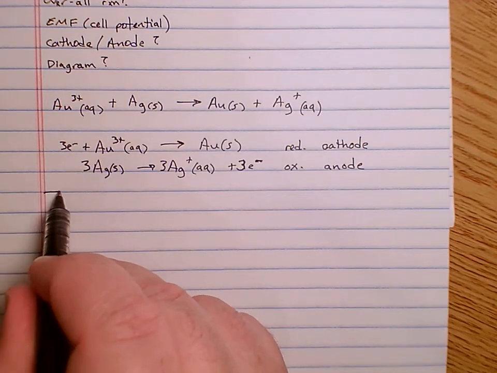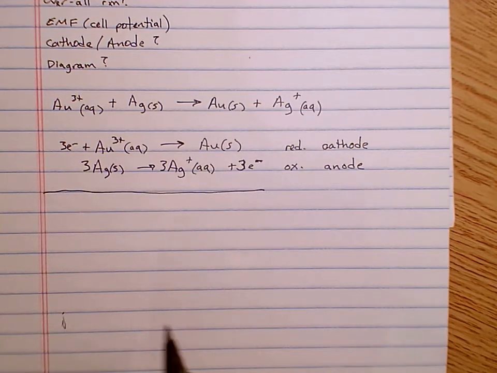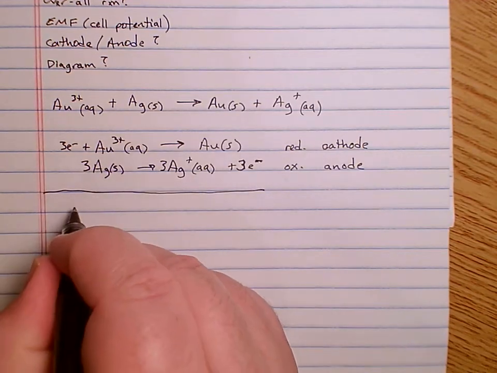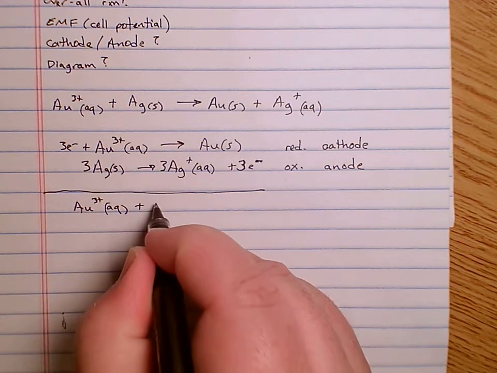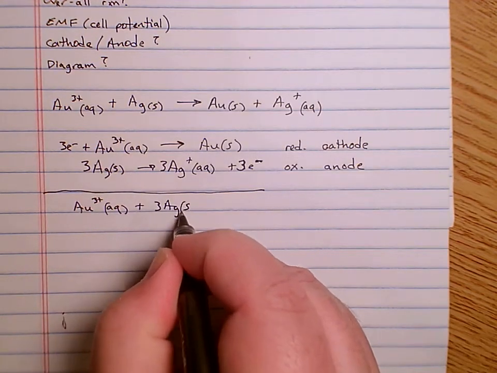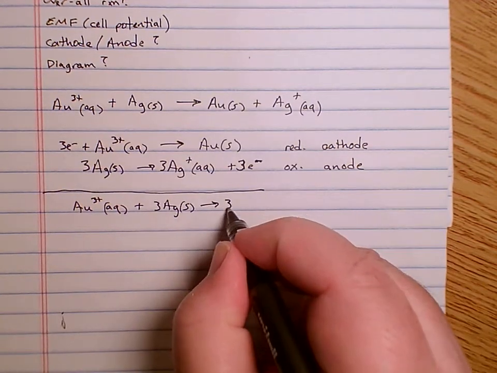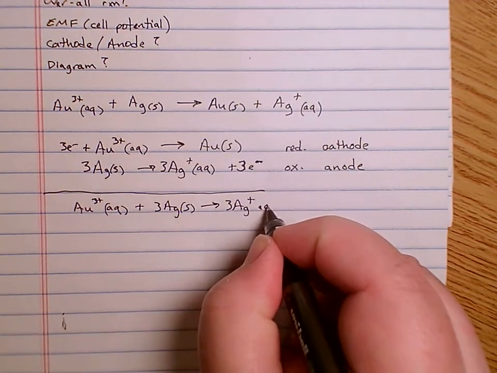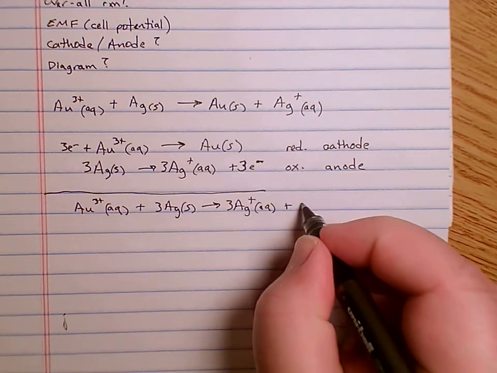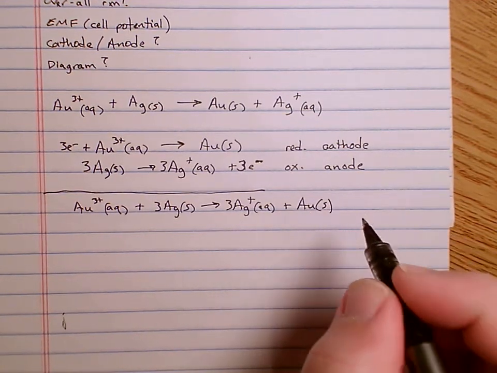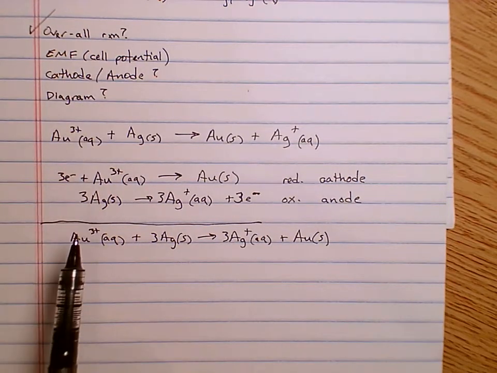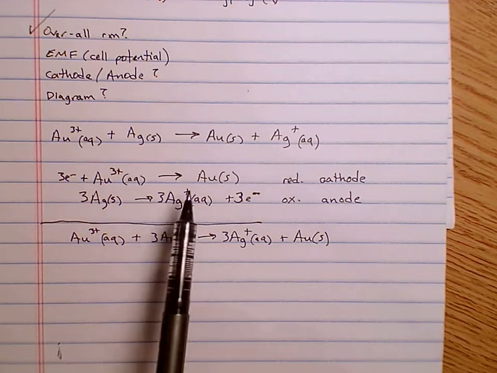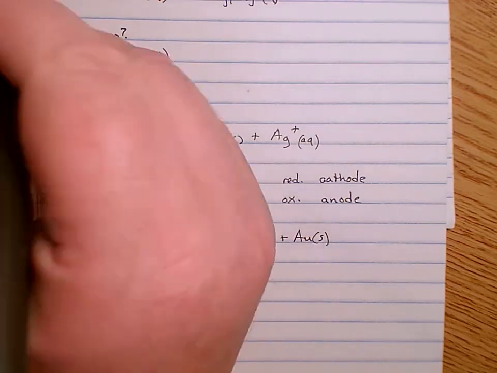So what is our overall reaction going to be here? Well, electrons cancel. It'll be Au3 plus aqueous plus 3 Ag solid goes to 3 Ag plus aqueous plus Au solid. So there's our overall reaction. Check. Oh, what's the cathode and what's the anode? Oh, we've already got that. Here's the anode, here's the cathode. Got it.